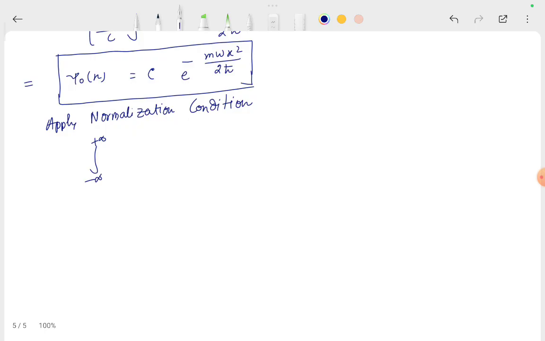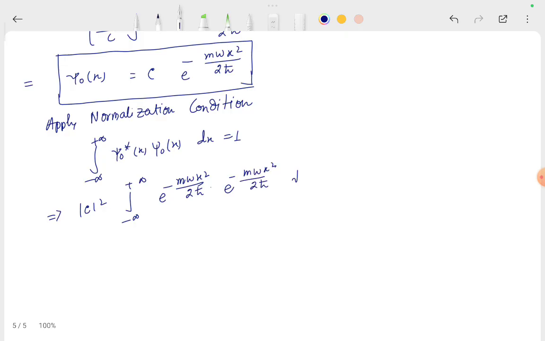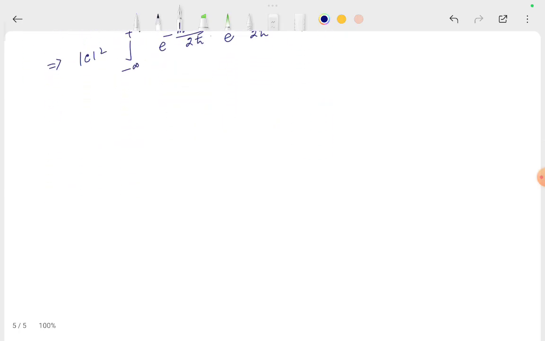So there is no doubt, I think, and no one has any doubt why you take the integration limit minus infinity to plus infinity. Okay, integral of psi 0 complex conjugate times psi 0(x) dx equals 1. So this is equal to mod c square, integral from minus infinity to plus infinity, e to the power minus m omega x square upon 2 h cut, times e to the power minus m omega x square upon 2 h cut, dx equals 1.